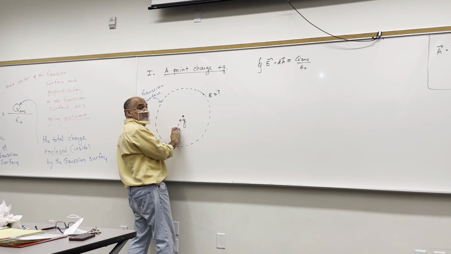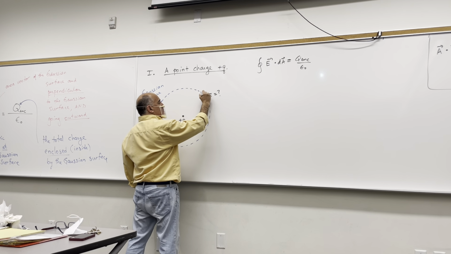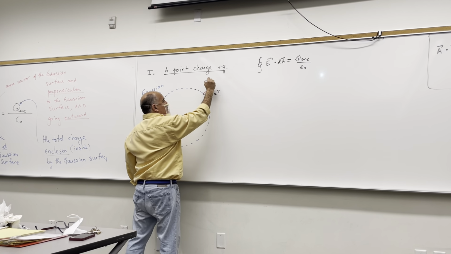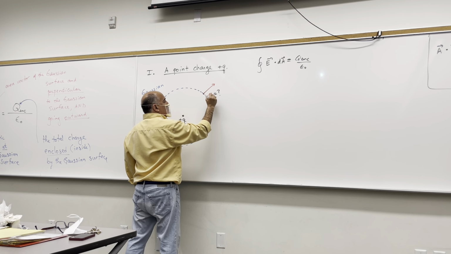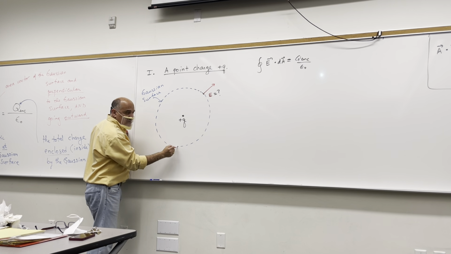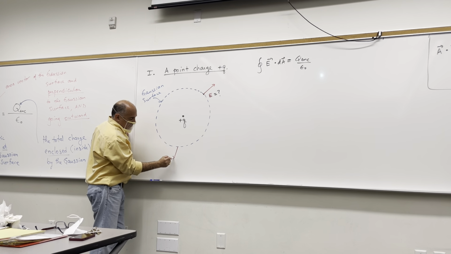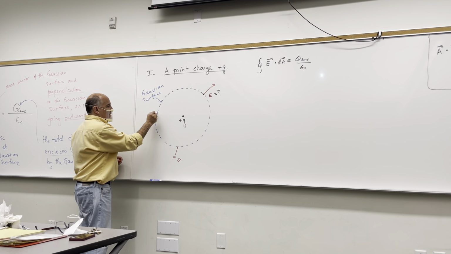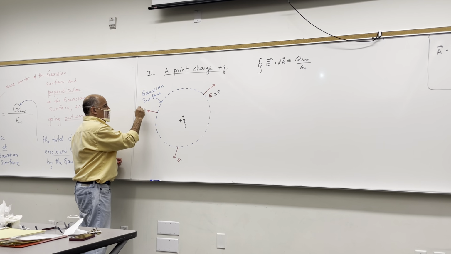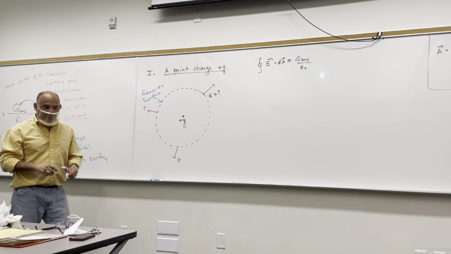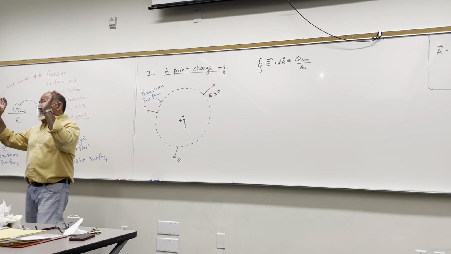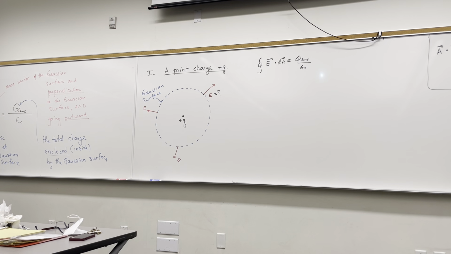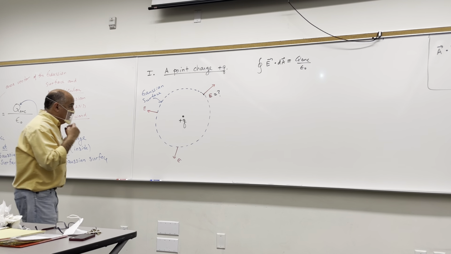The electric field produced by the point charge is away from it, right? What about over here? Away from it. What about over here? Away from it, away from the charge. So I picked 3 different points on the surface, the Gaussian surface that I'm imagining.